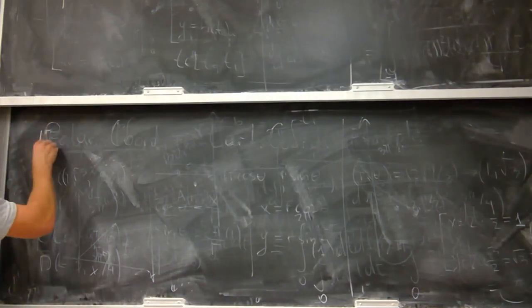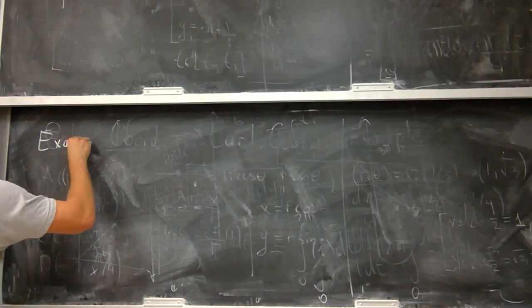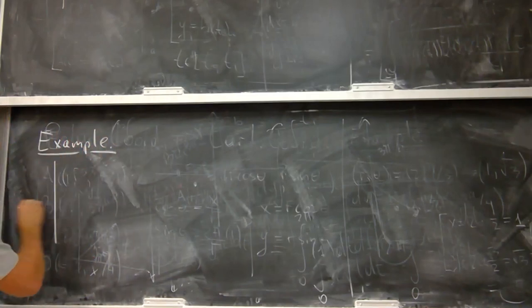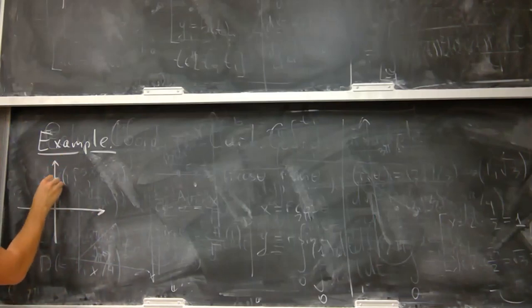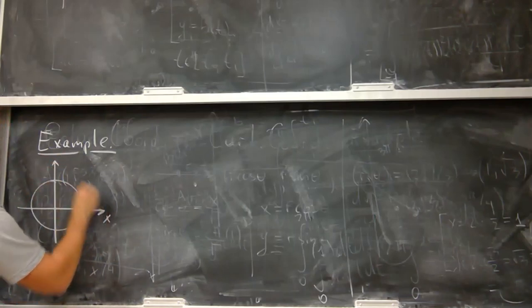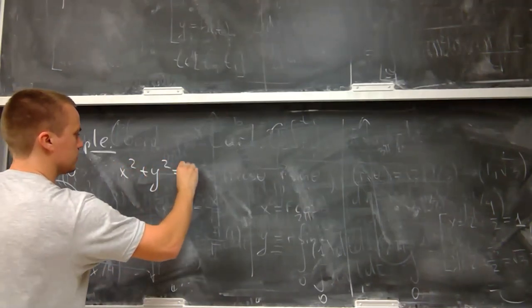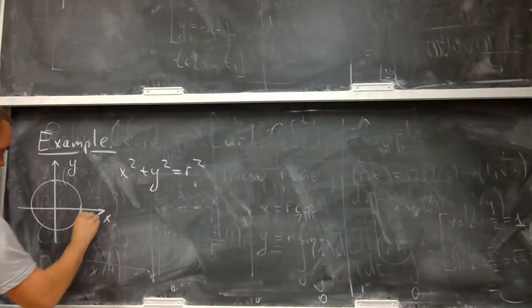Okay, so let's do the first example. Let's take a circle with radius r. So we have x, y, and in the circle, x squared plus y squared equals r squared. That's my r.